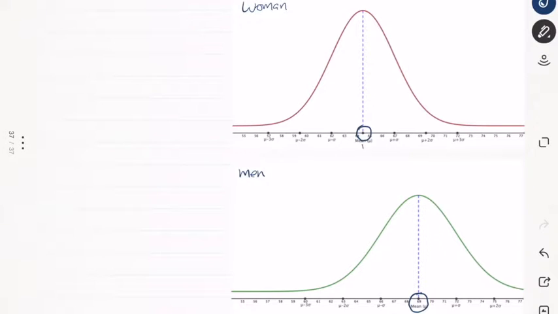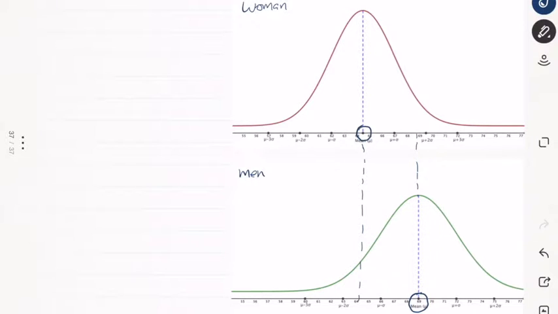So if we drop this down and this up, we can kind of see where the average height of a man is about 3, 4 inches taller than a woman.